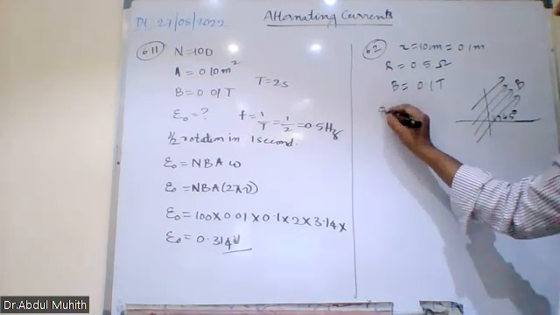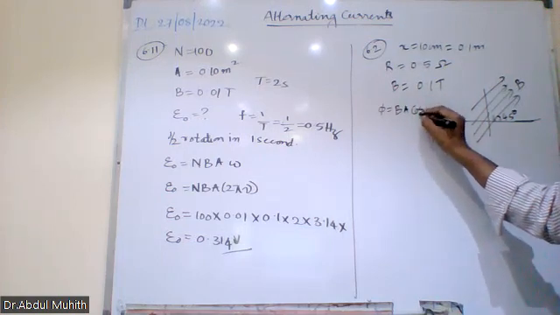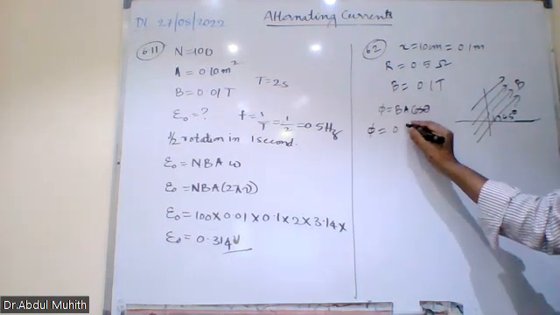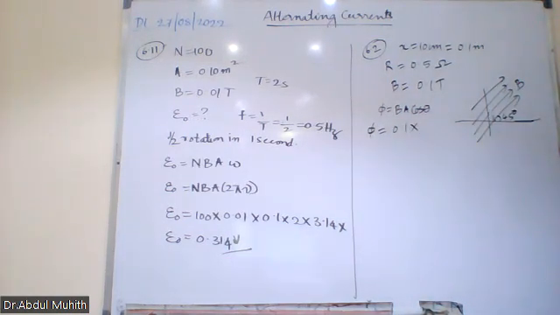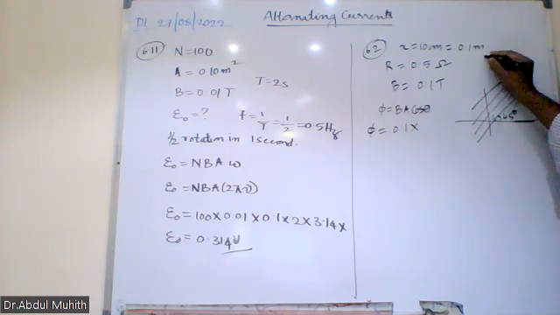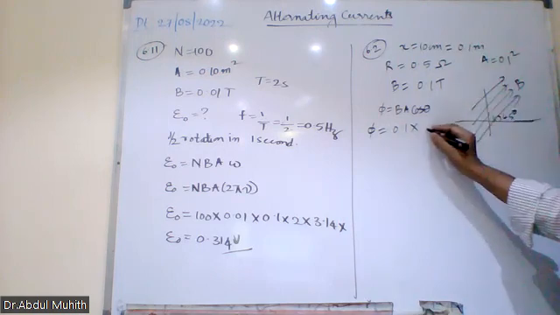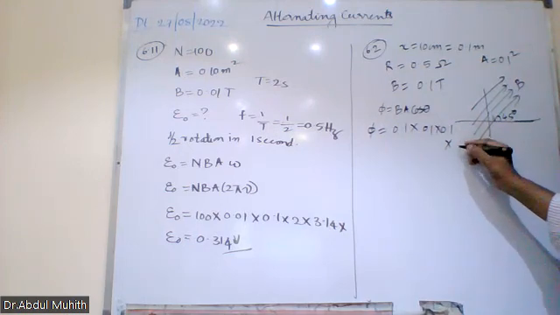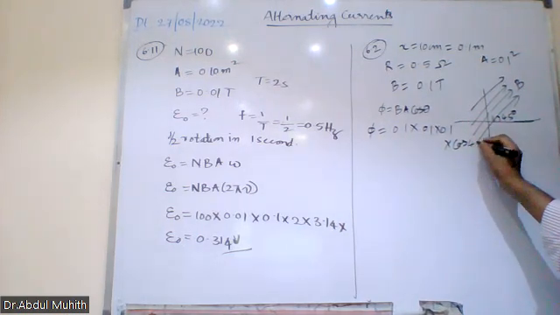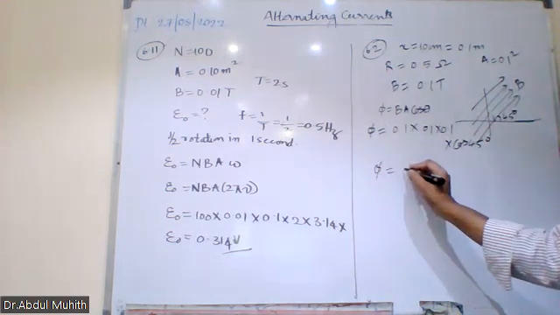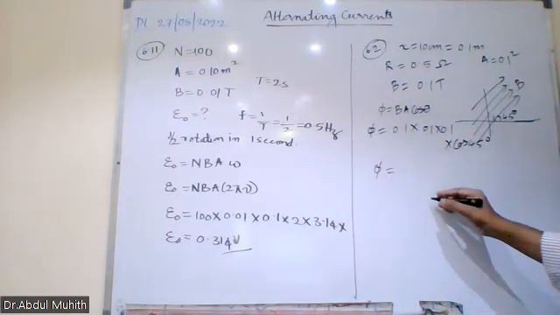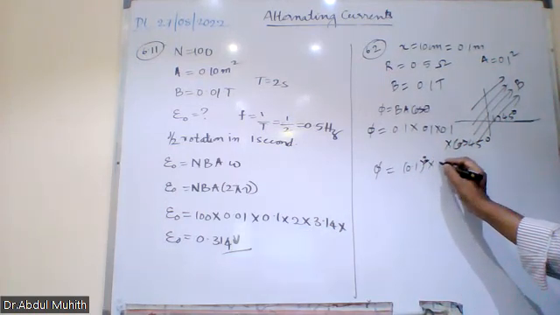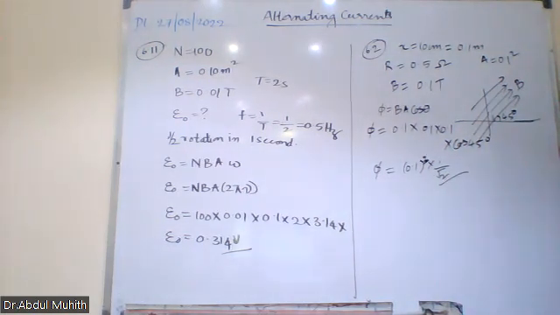So what is the formula here? Flux is equal to B A cos theta. B is 0.1 into area. What is the area? Square loop means area will be 0.1 squared. So 0.1 into 0.1 into cos 45. Cos 45 is 1 by root 2. Understood now? So it will become 0.1 into 0.1 into 0.1, so 0.1 whole cube into 1 by root 2. This is the value for flux.